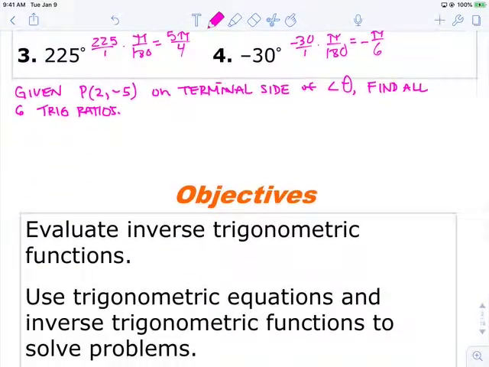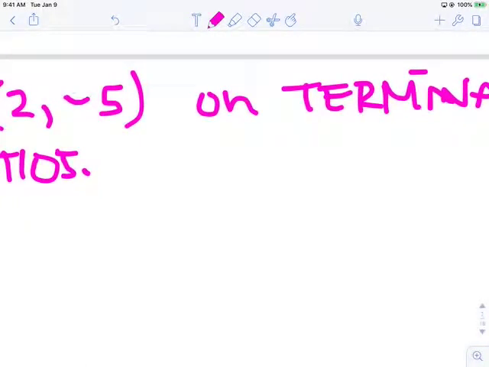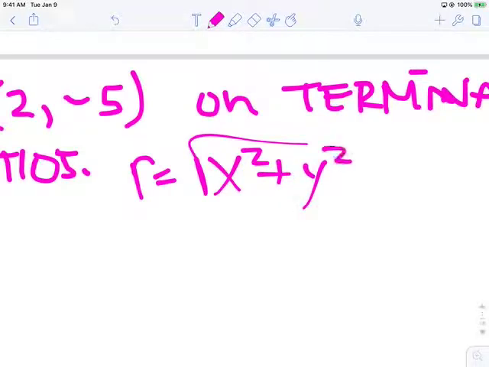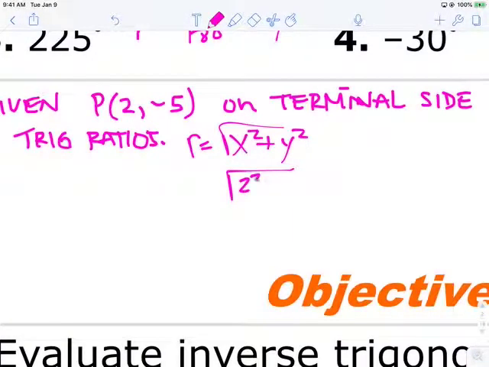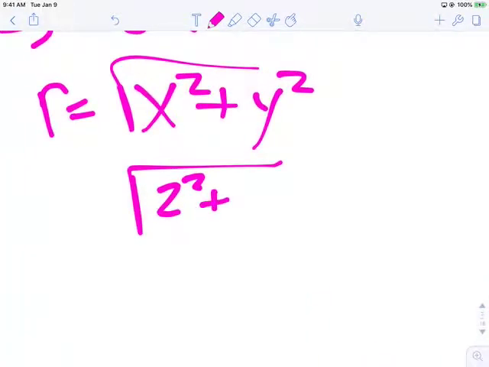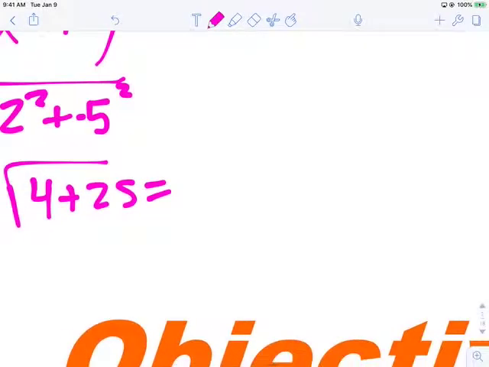And then for this one, you need to find r first, and that equals the square root of x squared plus y squared. So that's 2 squared plus 5 squared. That would be 4 plus 25, that equals square root of 29.